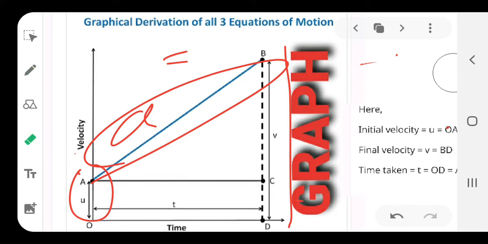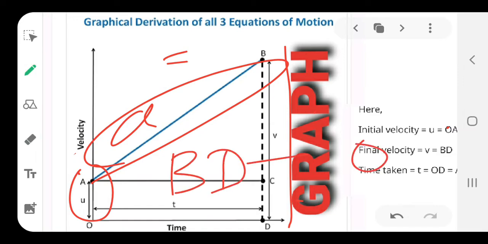So, BD minus OA represents the change in velocity. Okay. And what is the time here? Time here is OD. So, write down at the base OD.